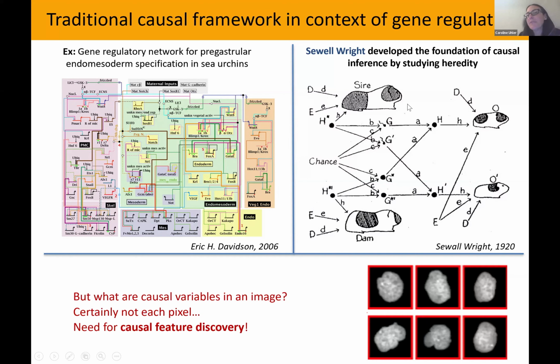Sewall Wright developed the foundations for causal inference very early on, actually by studying heredity. And so the statistical framework was set up, again, coming out of biological questions, which is interesting. These directed edges really represent causal relationships, meaning if you change one of these variables, like G prime, then H prime will change. And these edge weights tell you by how much it will change. So often this is seen as the gold standard that we would like to learn these full regulatory networks.